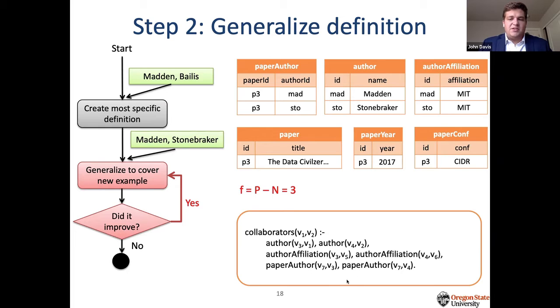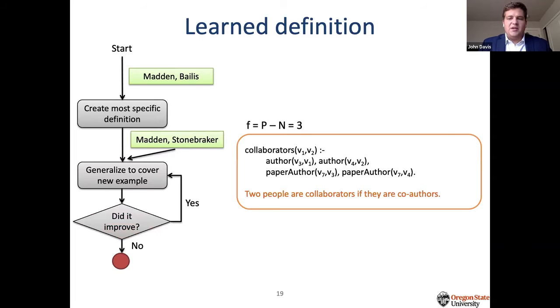After this, we will continue to introduce new positive examples until the process does not improve the score from the scoring function. At the end of the learning process, we found that two people have collaborated with one another if they're co-authors on a paper. This can be read from the data log query as both the authors have their name on the same paper, as you can see here by the variable v7, which represents the same paper name.